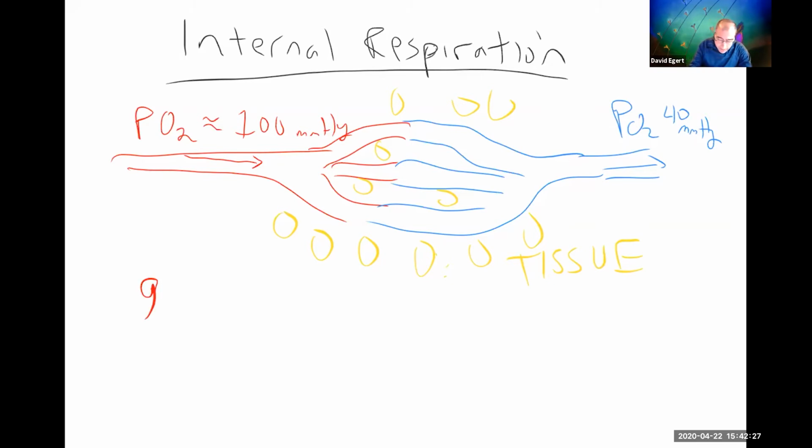So, 98.5% of O2 is carried by hemoglobin.